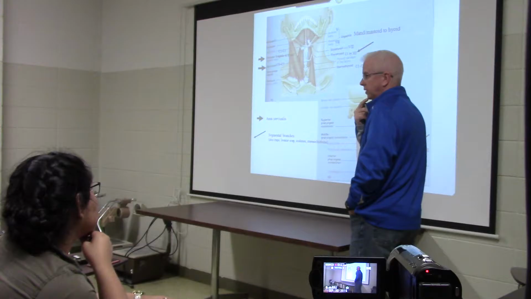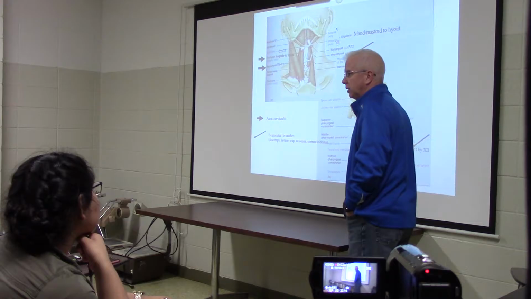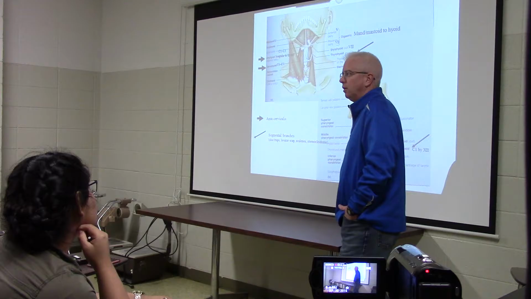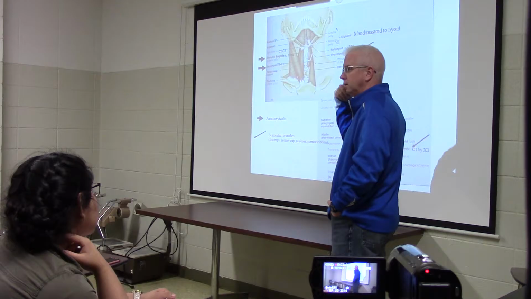And I told you we'd see the posterior belly, and it was not going to be surprising either. The posterior belly of the digastric is fed by cranial nerve 7. What's the name of that nerve? Facial, okay. Which branch? Give me the 5 branches. Up top. Temporal. Zygomatic.